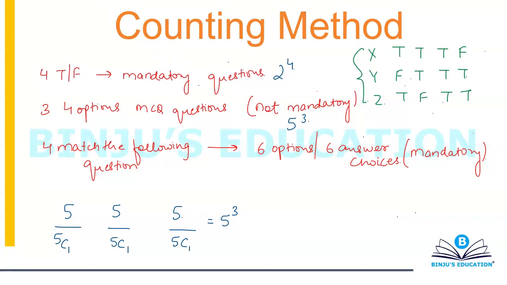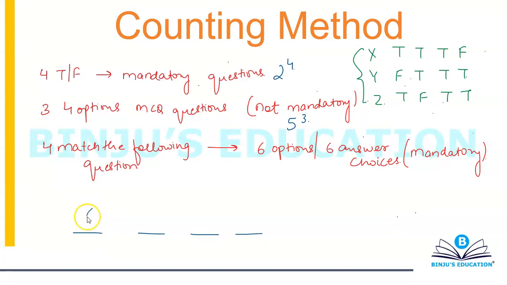The last one is the 4 match the following questions with 6 answer choices, and any option can be the answer to any of the questions. An option can be the answer to multiple questions also, and the questions are mandatory. So if I have 4 questions, the first one can have 6 options. Now an option can be the answer to multiple questions, which means for the second question also I have 6 options.